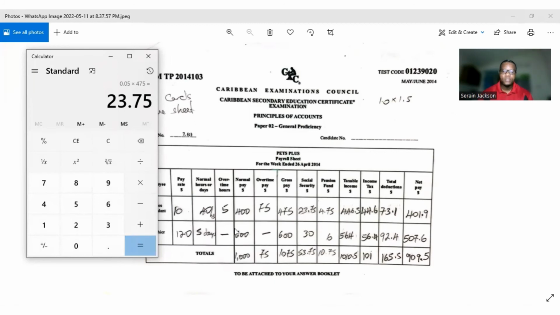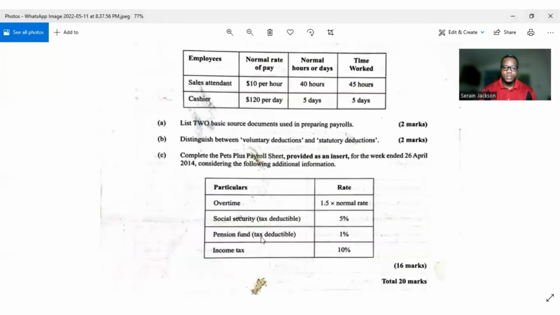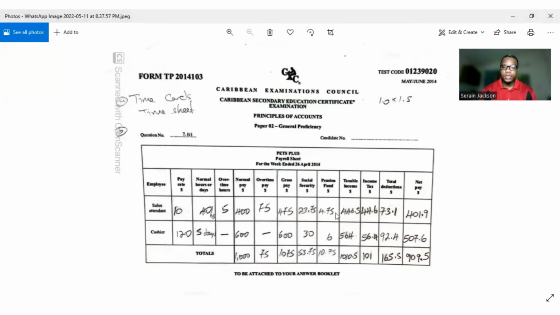You would follow the same procedure for the cashier, right? So it is 0.05 multiplied by 600, and that would give you 30. So that is the Social Security for the cashier. And you add both of them, you get the 53.75. 1%, right, is the pension fund, which is also tax deductible. So you calculate 1% of the $475, you get $4.75. 1% of 600 is 6, and so we calculate the pension fund.